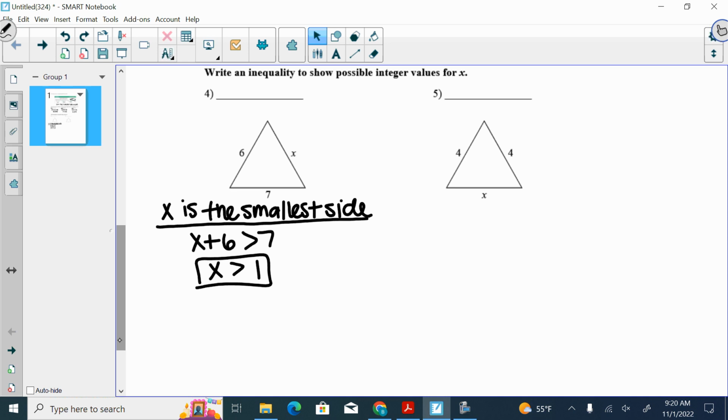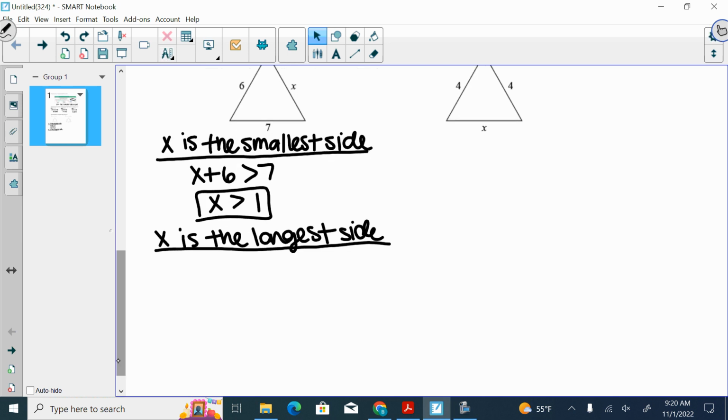But we also have to consider that maybe x is the biggest side, right? So now let's consider if x is the longest side. If x is the longest side, then I'm going to add the two shortest sides together, which would now be, right? And they would have to give me a sum greater than that longest side, which is what we're saying is x, right? Okay, so what is 6 plus 7? 13, okay?